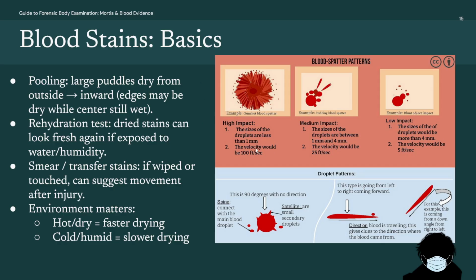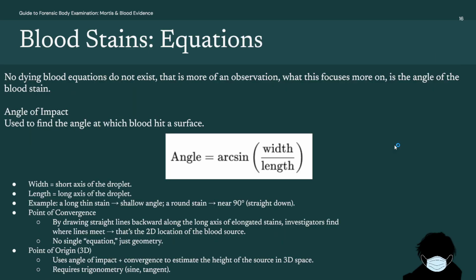As you can see, the high impact has drop sizes of less than 1 millimeter, and the velocity would be 100 feet per second for a gunshot blood splatter. And then there's the medium impact and the low impact. And as you can see, this is 90 degrees with no direction. The spine connects with the main blood droplet, and the satellites are the small secondary droplets.